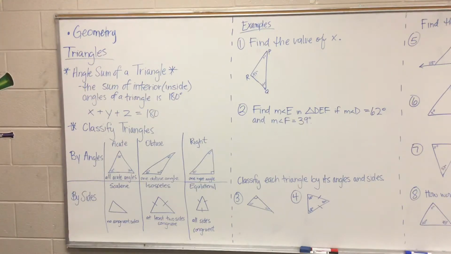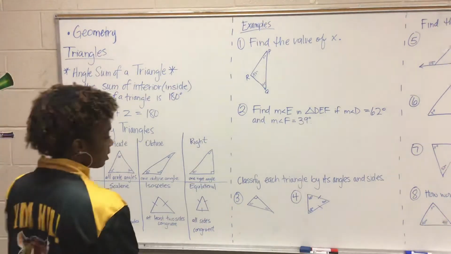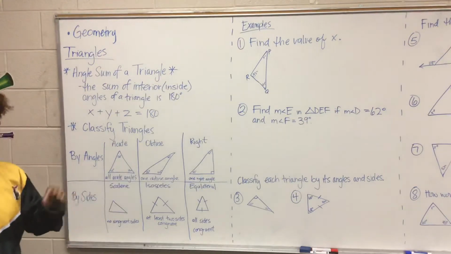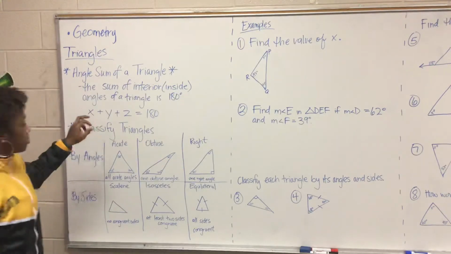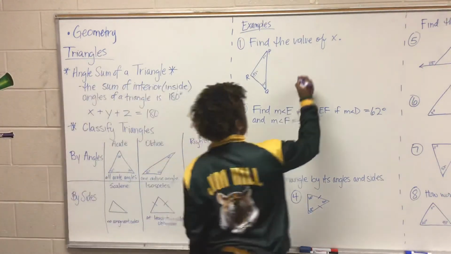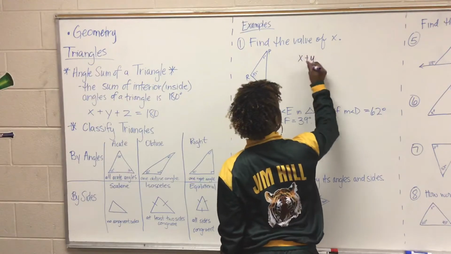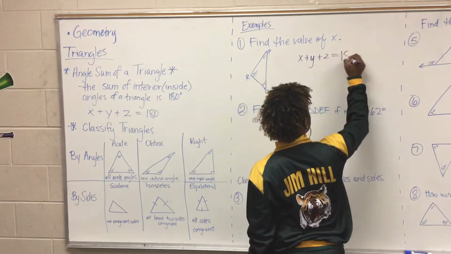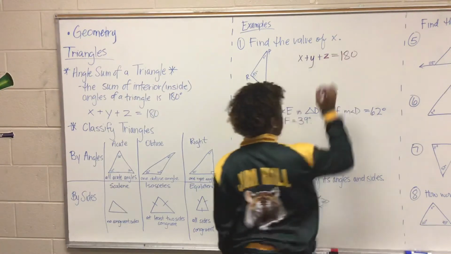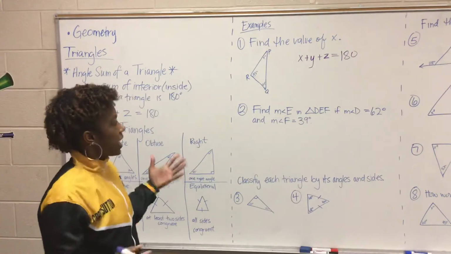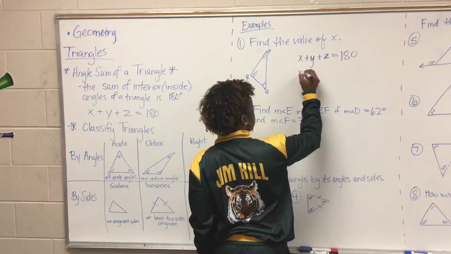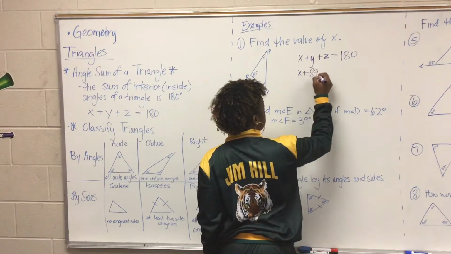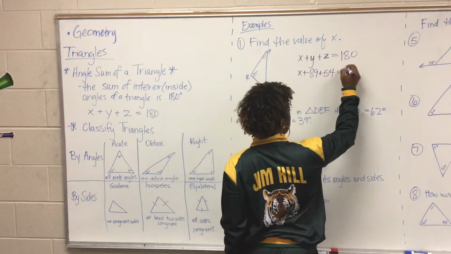So we go to examples. Example 1. Find the value of x. We know in every geometry problem, the first thing to do is to write down the equation. So the equation is x plus y plus z equals 180. That is a z, not a 2. Alright? So after that, then we can fill in. You have x, we do not know what x is, plus 89 plus 54 equals 180.